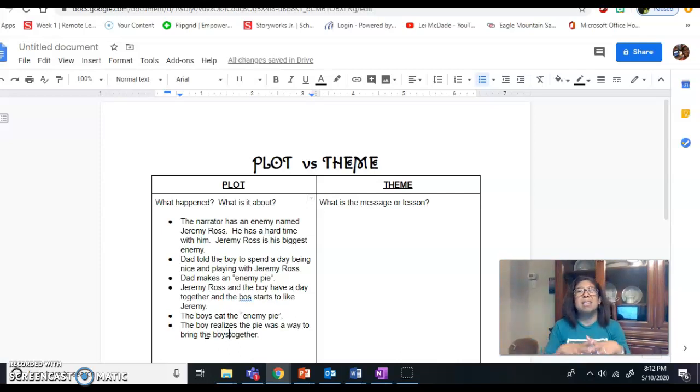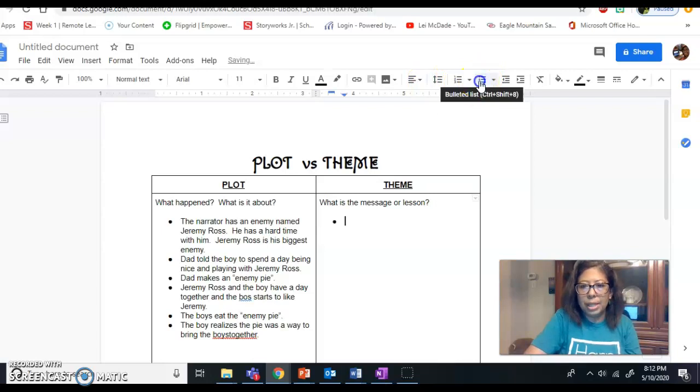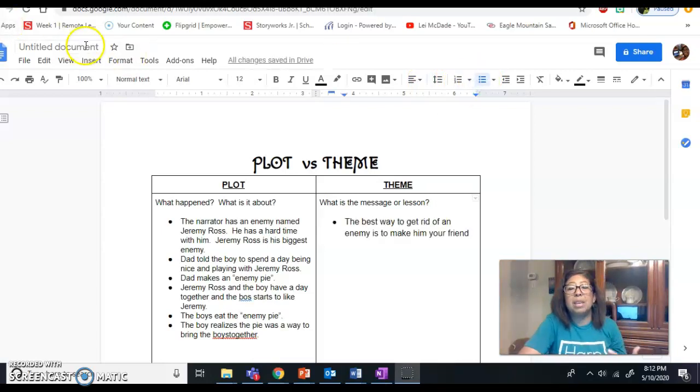The plot is basically a summary of the story. The plot is all the problems that happened in the story and how it was resolved, which is different than the theme. The theme of the story, when we read it last week, we decided the lesson was, the best way to get rid of an enemy is to make him your friend.